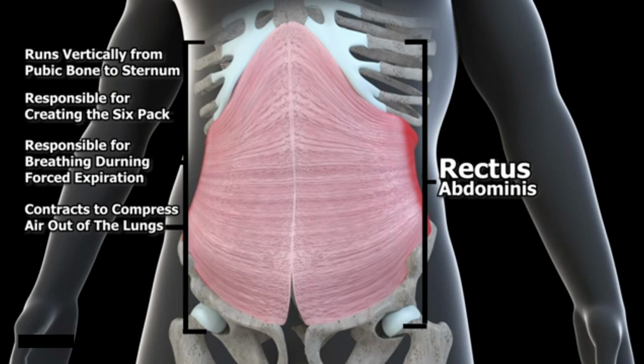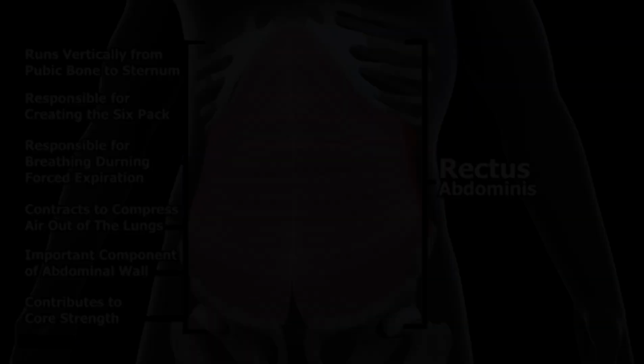While the rectus abdominis may not be as critical for core stability as the transversus abdominis, it is still an important component of the abdominal wall and contributes to overall core strength.